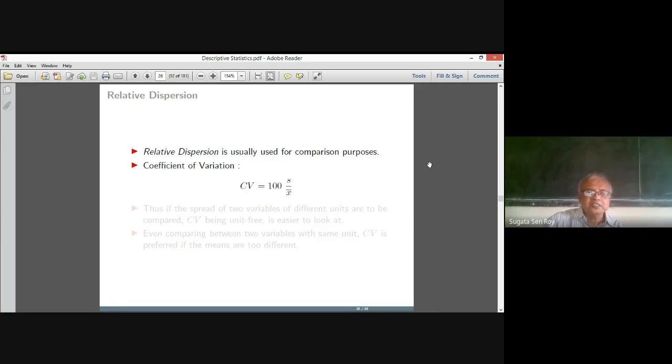Relative dispersion is called the coefficient of variation. If the measures are different, very often we use this, but maybe I'll be running short of time, so I'll skip this slide here. Okay.